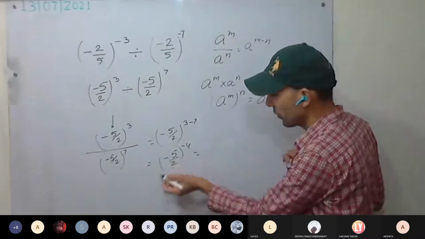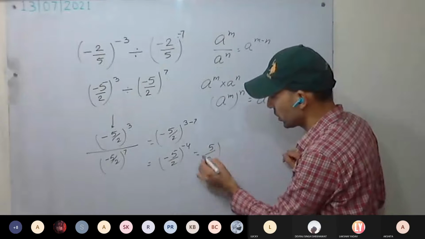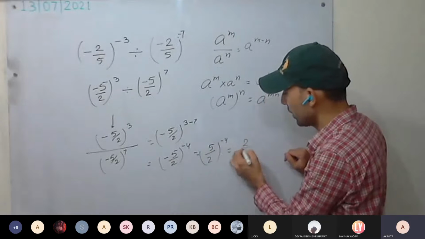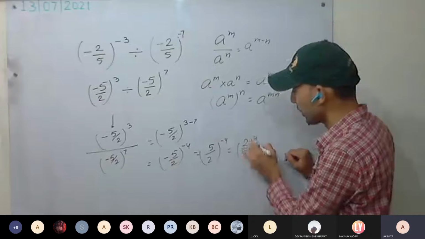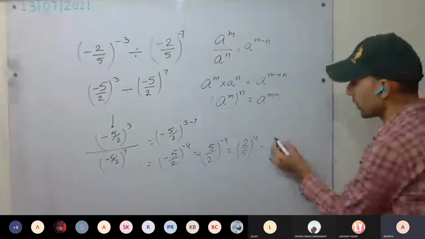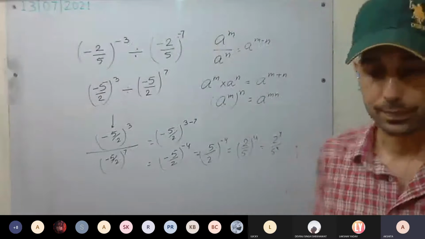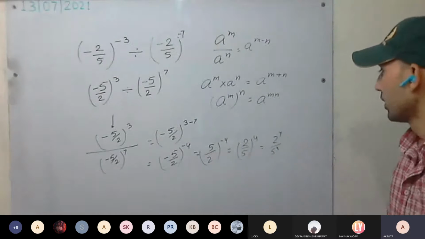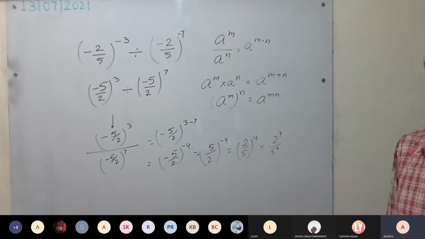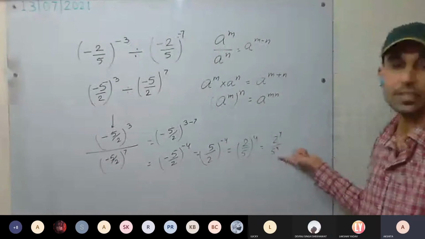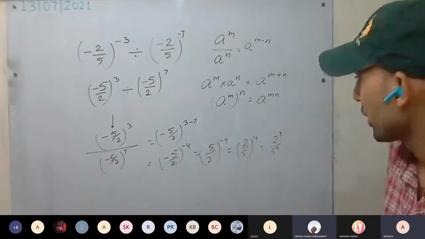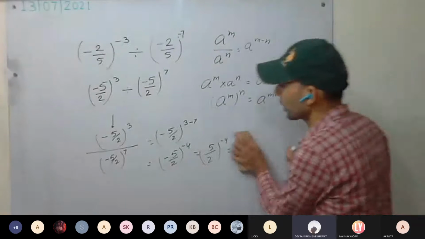Which this minus sign we want to remove. 5/2 raised to power minus 4. Next, 2/5 raised to power 4. 2 raised to power 4 upon 5 raised to power 4. You can solve them. 16 upon 625. Okay, now I give you some more examples.